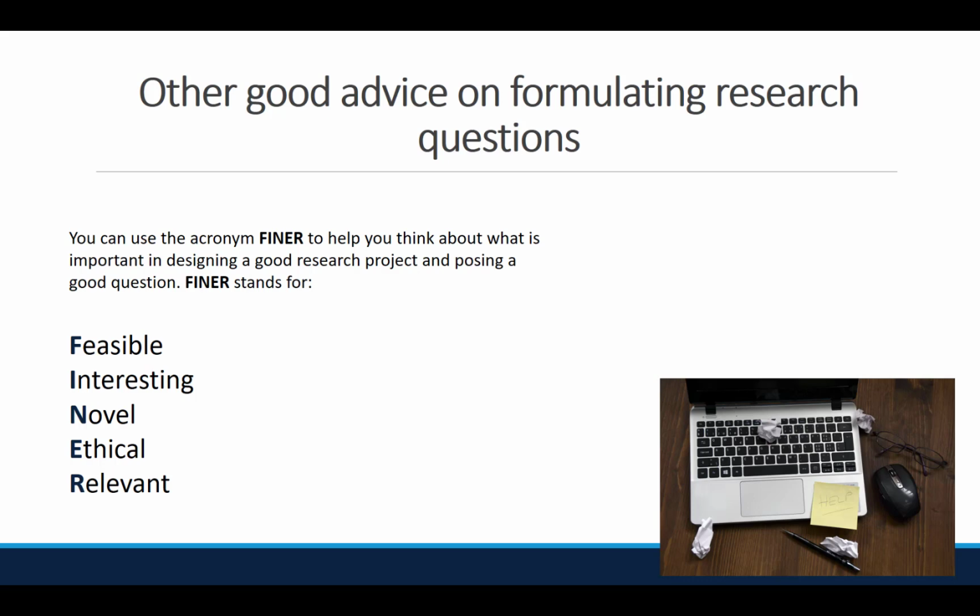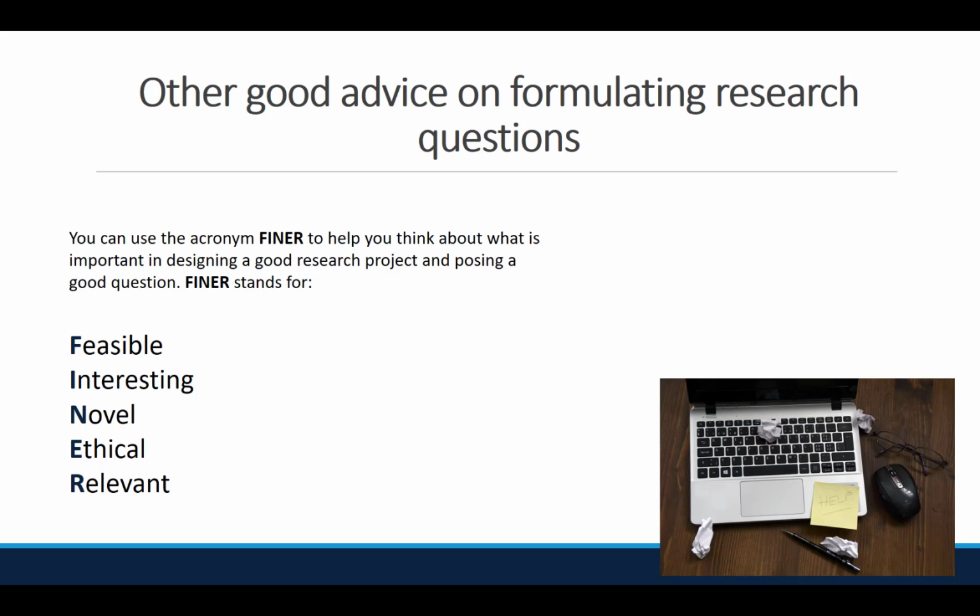You can use the acronym FINER to help you think about what is important in designing a good research question and posing good research questions. FINER stands for the following. Feasible. A good research question has to be possible to reach within the span of the time you have and using the resources you have. If you have only a semester or 2, think about how you narrow your research question so that you can complete it within the time you have.